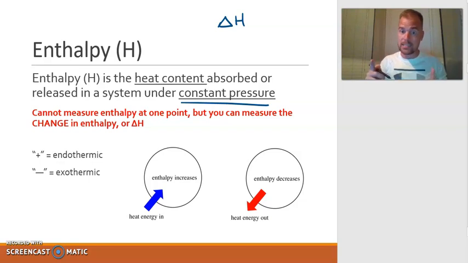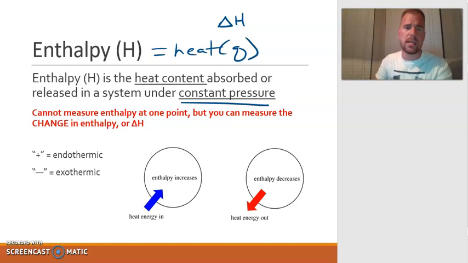So all that to say, as long as the pressure is constant, which it always will be in Chem 151, enthalpy is the same as heat. Same thing, okay? It's the exact same thing. So that's nice, right? So enthalpy is just a fancy word for heat. That's all it is, heat. As long as pressure is constant.